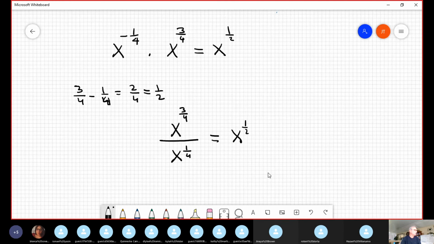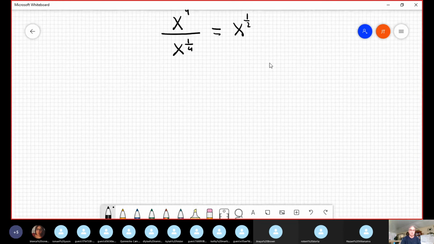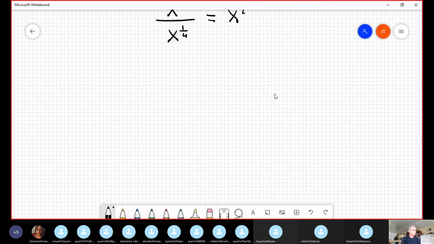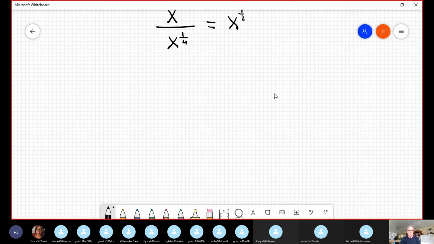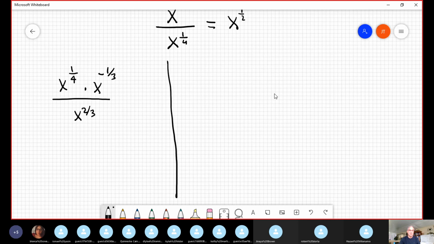Okay, so I copy 1, 2, and 3 for you. I copy, for example, x to the 1 over 4 times x to the negative 1/3 divided by x to the 2/3. I copy another: x to the 1 over 8 times y to the negative 2 over 3 over x to the 1 over 4.